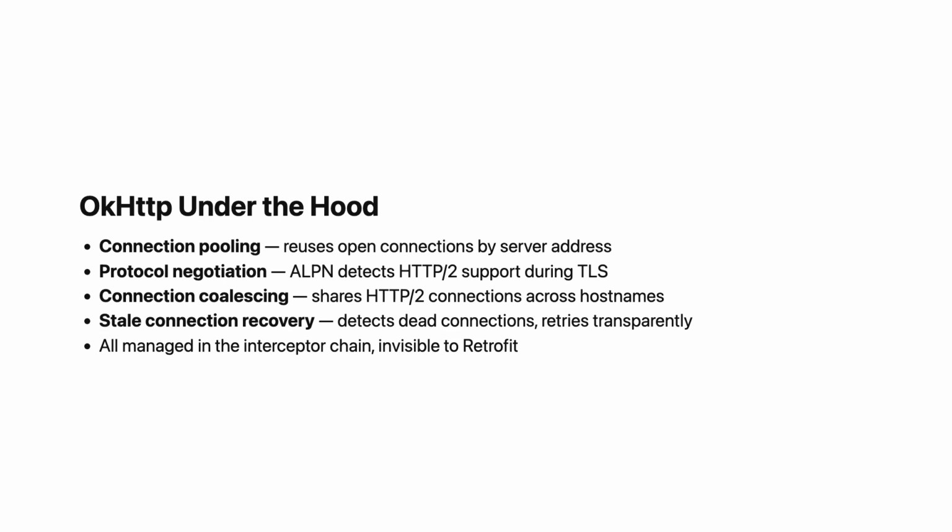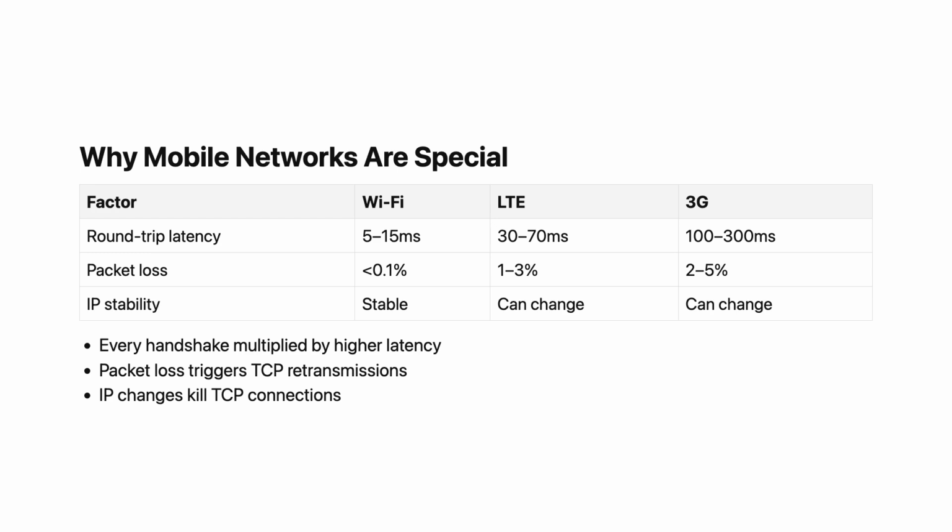Mobile networks are a different beast from Wi-Fi, and it is not just about speed. Three things make mobile networking fundamentally harder. First, latency. A typical Wi-Fi round trip is 5 to 15 milliseconds. On LTE, it is 30 to 70 milliseconds. On 3G, 100 to 300 milliseconds. Every retransmission is multiplied by that latency.